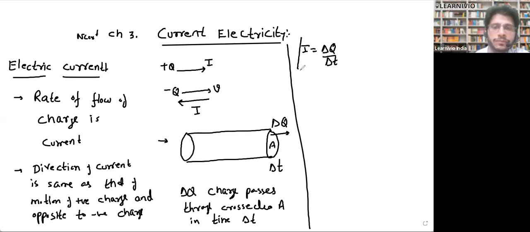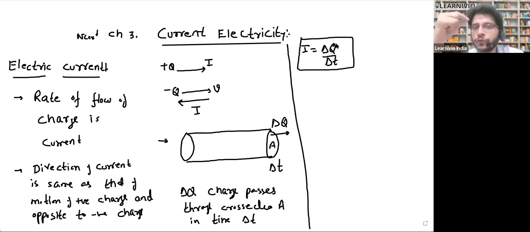This is the current. If delta Q charge is passing through a cross-sectional area in time delta t, then the current is delta Q by delta t only. So current is rate of flow of charge. When I say rate of flow of charge, it means flow of charge with respect to time. So charge divided by time will be current. But this is your average current.